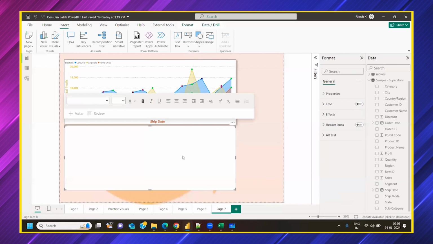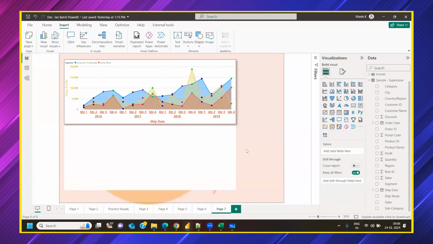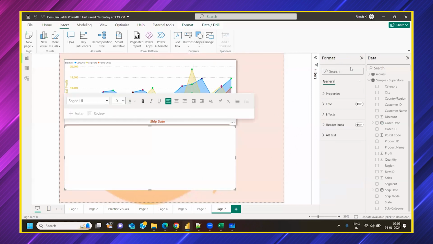Now what I'll do, I've inserted a text box. So this is a text box. This is not a visual. How do you differentiate a text box and a visual? If I click on a visual, in the visual pane something is highlighted. That means this visual is an area chart. But if I click on the text box, the visual pane is automatically gone. There you can differentiate that this is a text box.